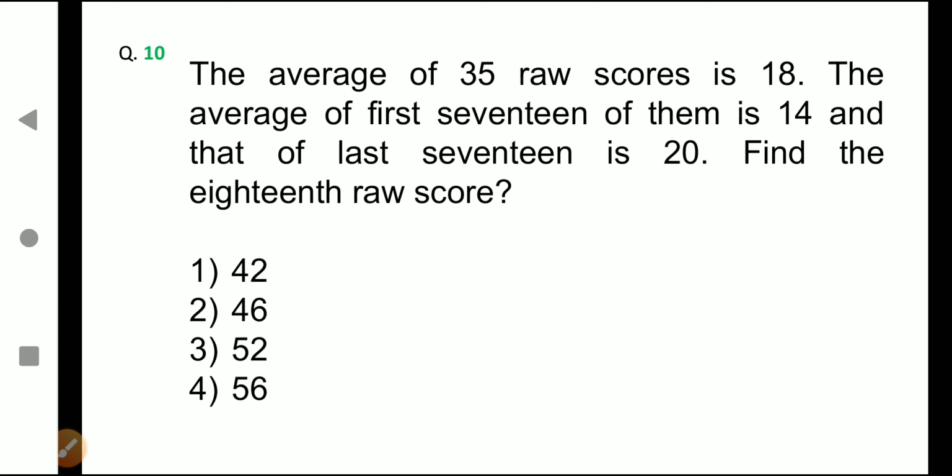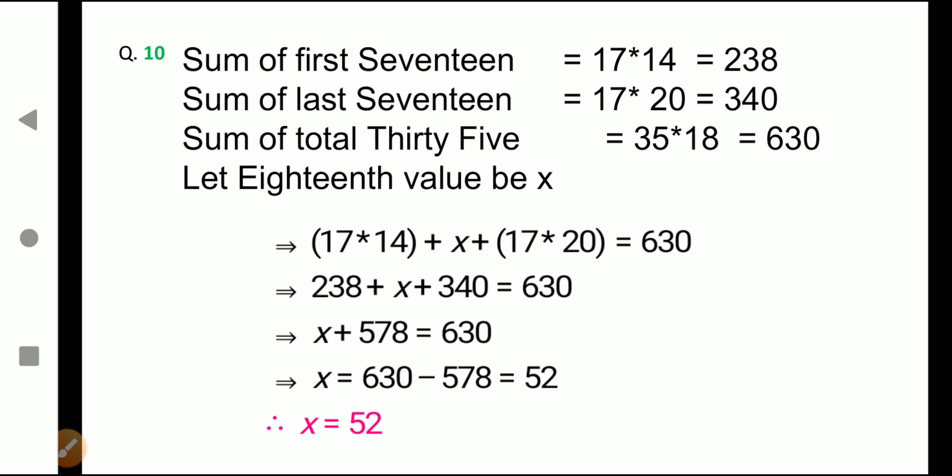Next question: the average of 35 raw scores is 18. The average of the first 17 of them is 14 and that of the last 17 is 20. Find the 18th raw score. The sum of the first 17 is 17 into 14, which is 238, and the sum of the last 17 is 17 into 20, which is 340. The sum of all 35 is 35 into 18, which is 630. Let the 18th value be x. So 238 plus x plus 340 is equal to 630. Then the answer will be 52.